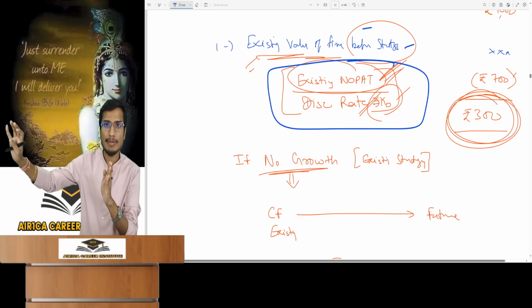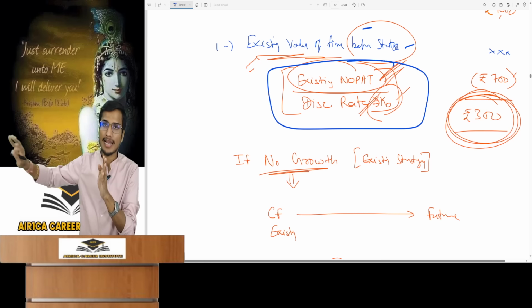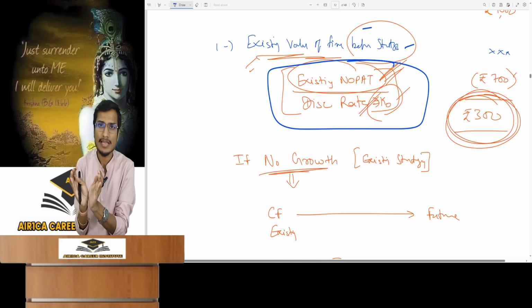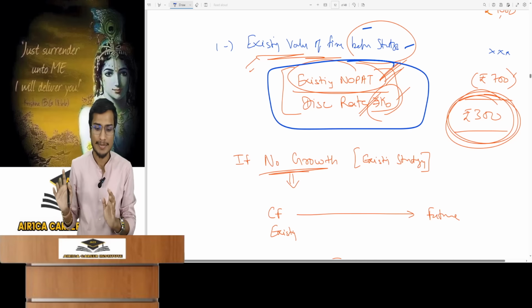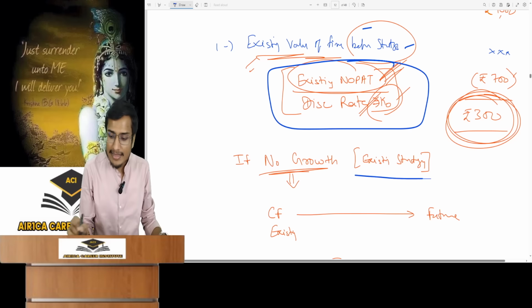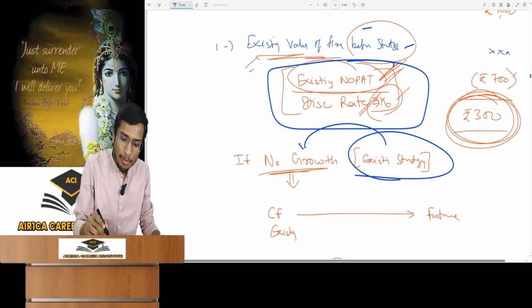You will continue at the same level. Your level will remain exactly the same. If you don't apply a new strategy, whatever your current earnings and current cash flows are, they will remain the same in the future. Always remember this. Existing strategy means there is no growth in the company.